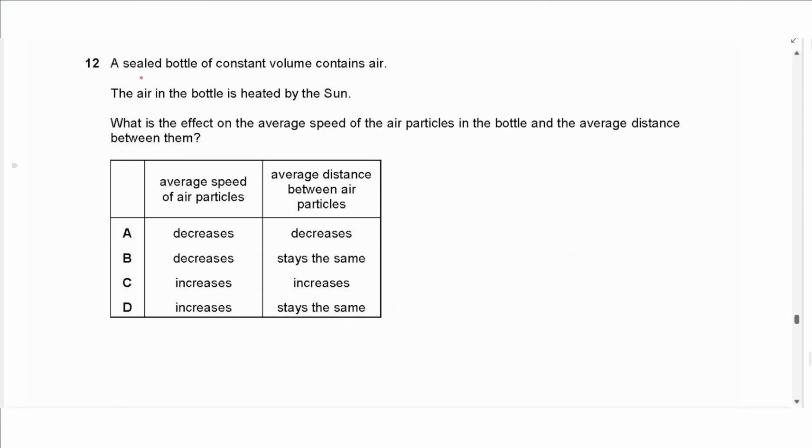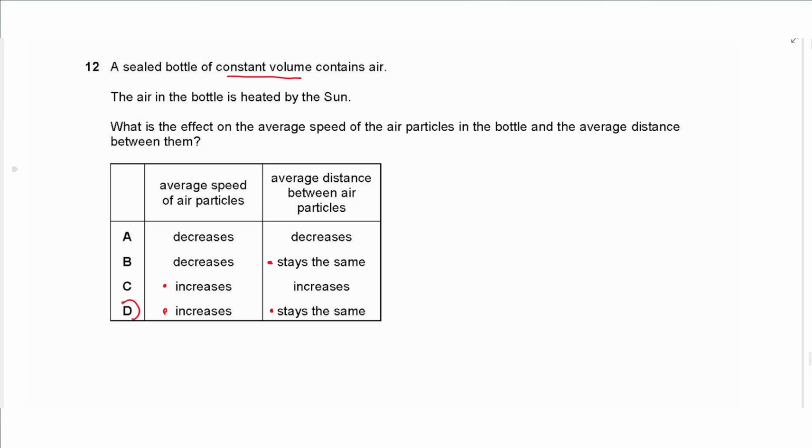Question 12 says a sealed bottle of constant volume contains air. The air in the bottle is heated by the sun. What is the effect on the average speed of the air particles in the bottle and the average distance between them? So if it is heated, the speed of the particles increases, but since we have a constant volume, the separation between the molecules will be the same because the gas is not allowed to expand. Otherwise, it would expand if we have a container of variable volume or if they are free to move. So the answer here is D.